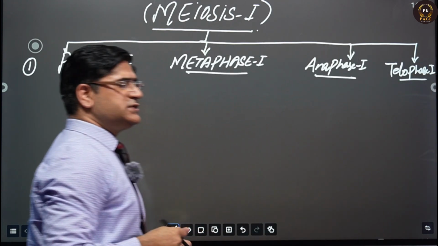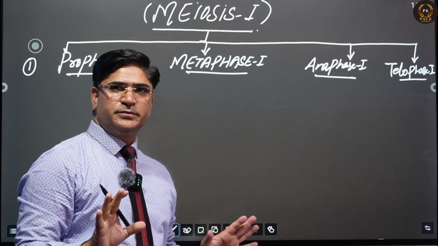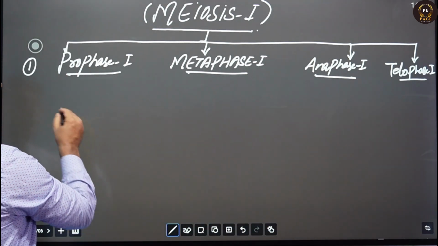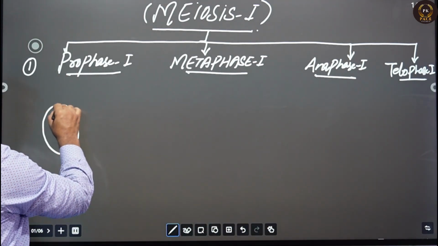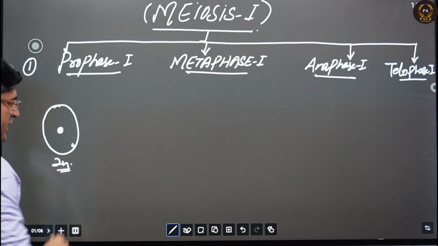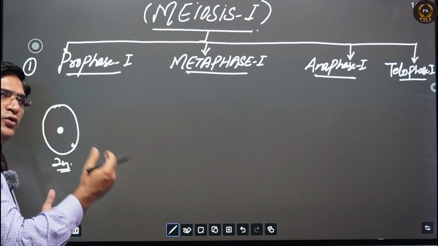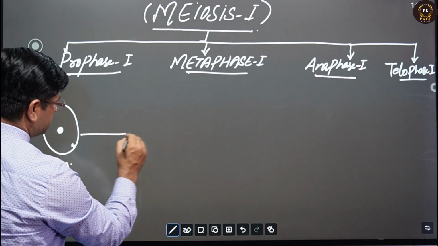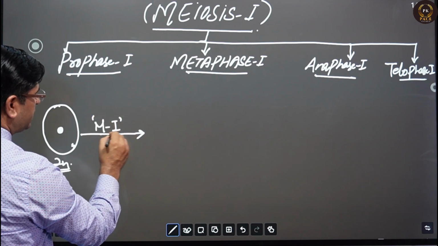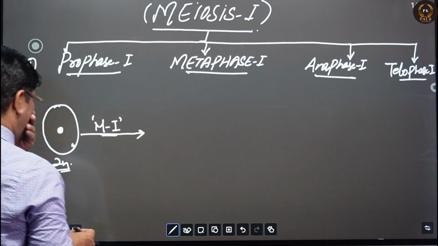Telophase 1. These are the 4 stages in which the whole meiosis is going to be completed. Remember this. Now, suppose this is the cell, a diploid cell, and this diploid cell is now undergoing meiosis. It has to enter into meiosis 1.